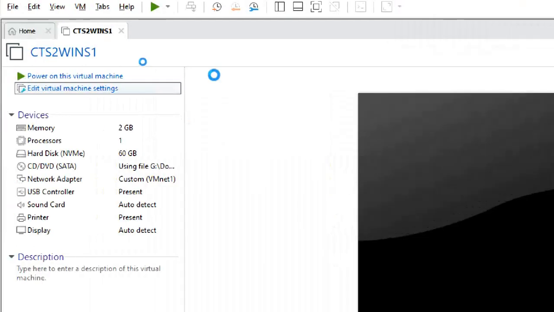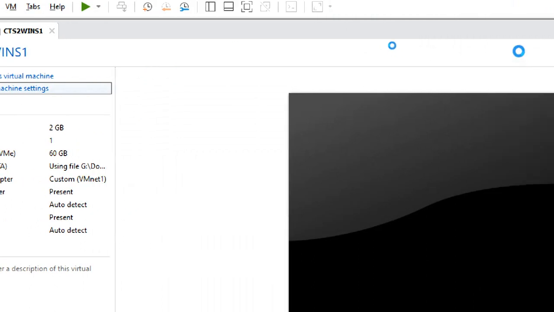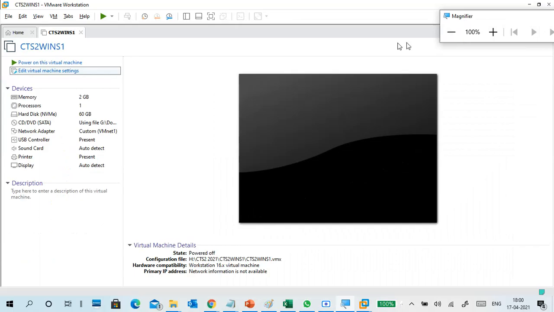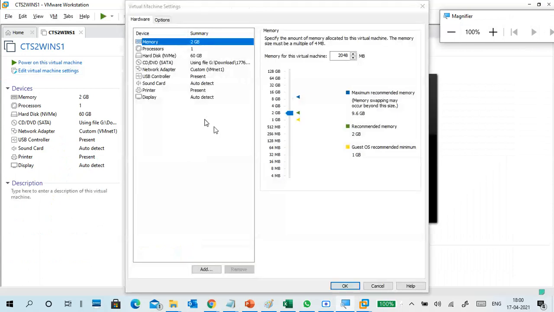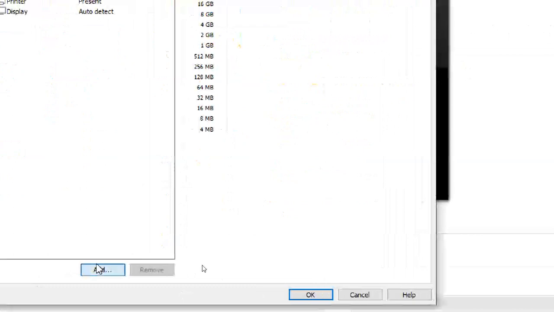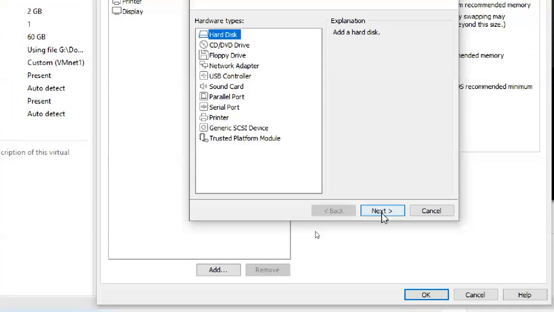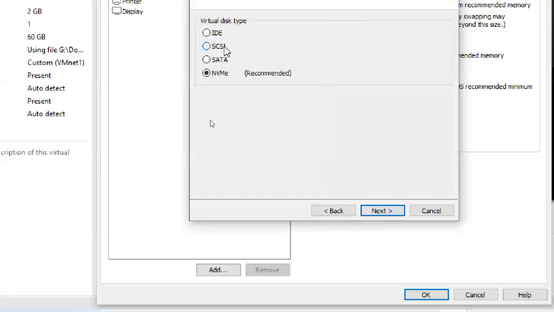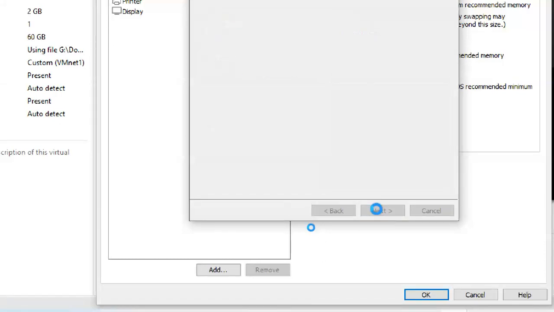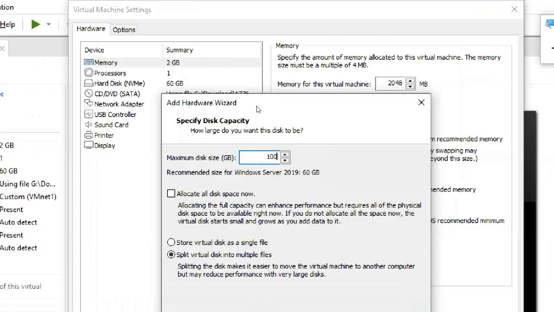It's easy, but what happens? It's taking a snapshot. We should not make mistakes, guys. We already saw how to do it. So I'm going to create a hard disk again, SCSI, first option, 100 GB.